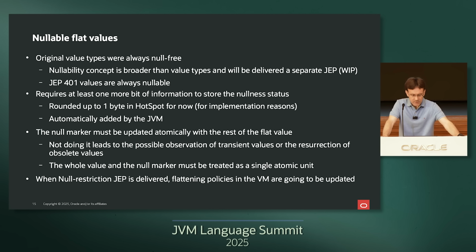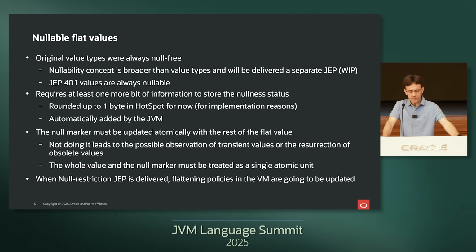The other change is about nullability. Original value types were always null-free. But we realized that nullability is a concept much broader than value types, and we should not have one mechanism specifically for value types. We need something that is applicable to any type. So linking value types and nullability was not a good choice. The null restriction is a different JEP that is in progress and will be delivered later.